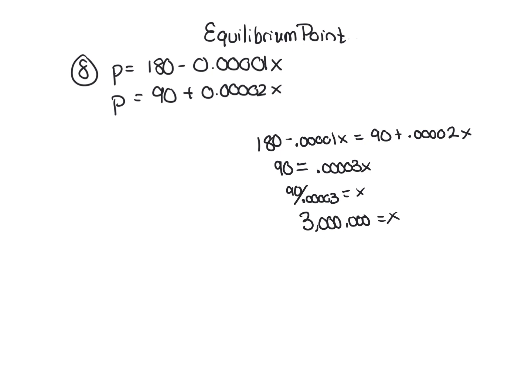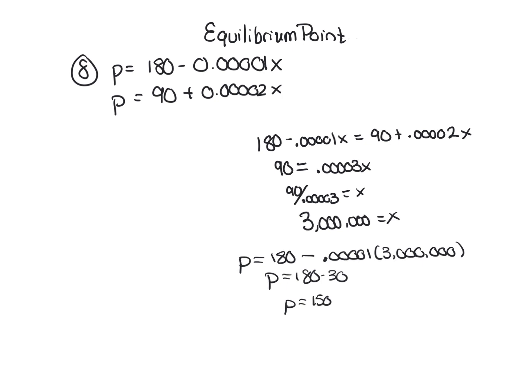I'm going to use the top equation just because it's a 1 to multiply by. So you end up with P equals 180 minus 30. P equals 150. That's the magic price. So my equilibrium point is to produce 3 million units of whatever it is, and I want to sell them at a price of $150 each.